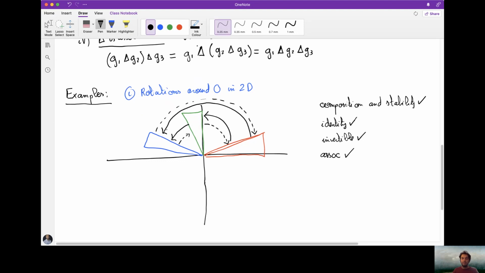And you can notice that, in fact, this has a bonus property that is not necessary for it to be a group, but it is there. It's the fact that it's also commutative.